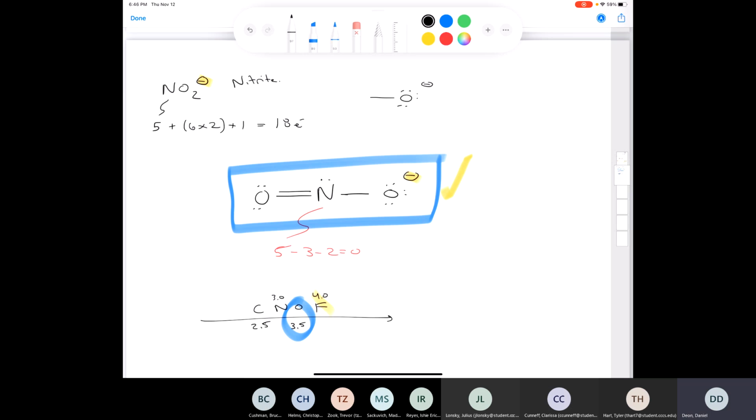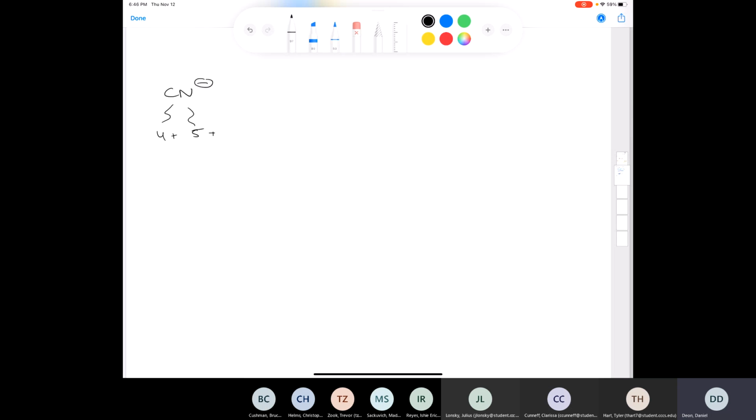Let's try one more. Let's try cyanide. Cyanide is CN minus. Let's tally up the number of electrons. Carbon has 4, nitrogen has 5, and then I have 1 for my -1 charge. That gives me a total of 10 valence electrons. There's only one possibility, right? And that's to connect my carbon and my nitrogen like this, which uses up 2 electrons. That means I have 8 left over. 1, 2, 3, 4, 5, 6, 7, 8.